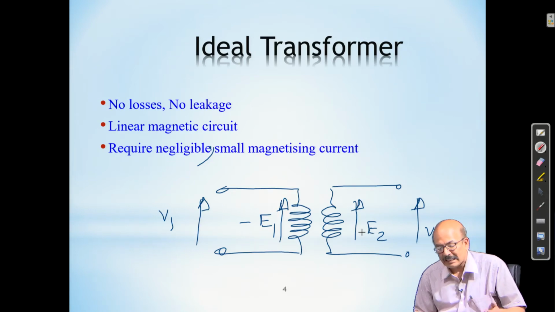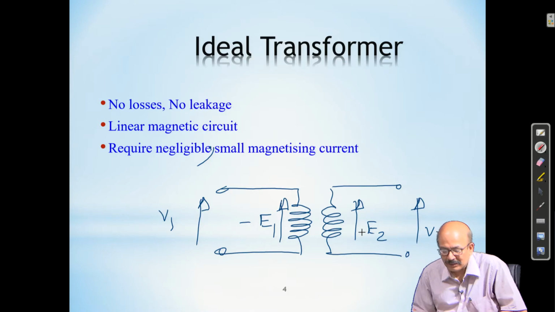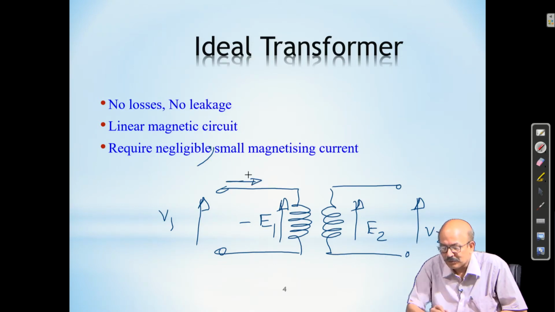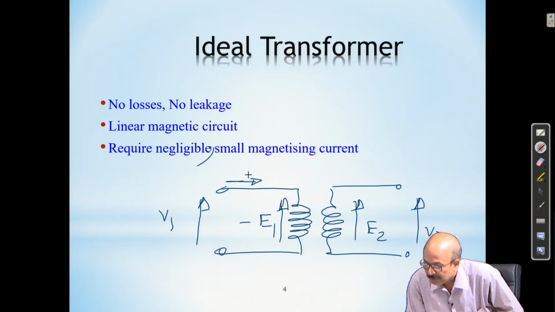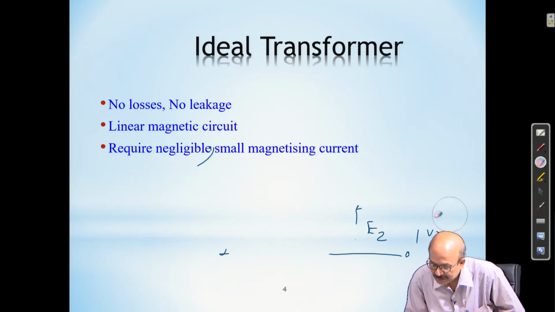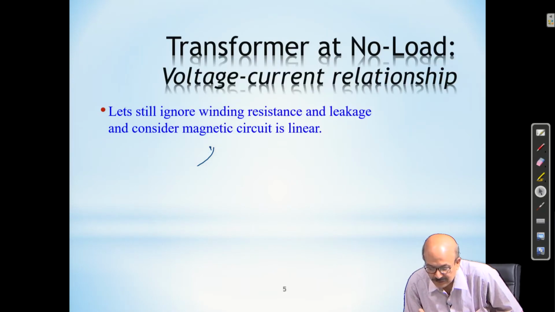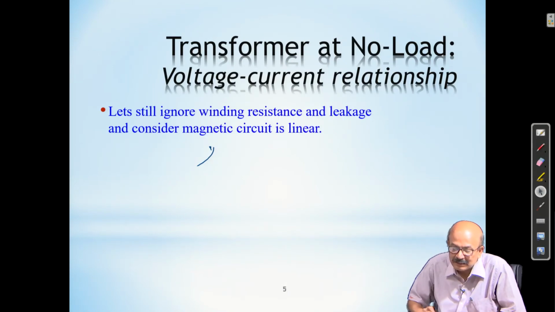You do not need any magnetizing current at no load. It is a negligibly small magnetizing current, very small, to produce the flux. And then when we try to load this, let us see what happens. Voltage current relations: let us still ignore winding resistance and leakage and consider the magnetic circuit to be linear.